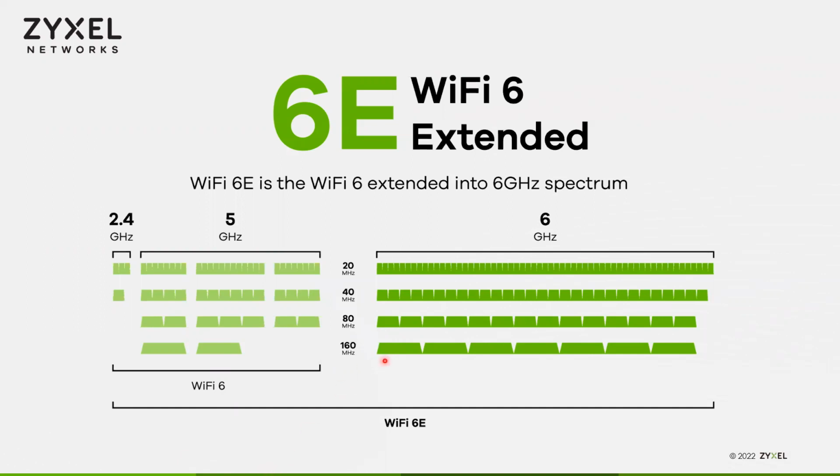But with Wi-Fi 6E, you've got 7 of these 160 megahertz channels that don't overlap. So it's going to allow you to use the full speed potential of your access points and of your wireless devices when using 6 gigahertz.